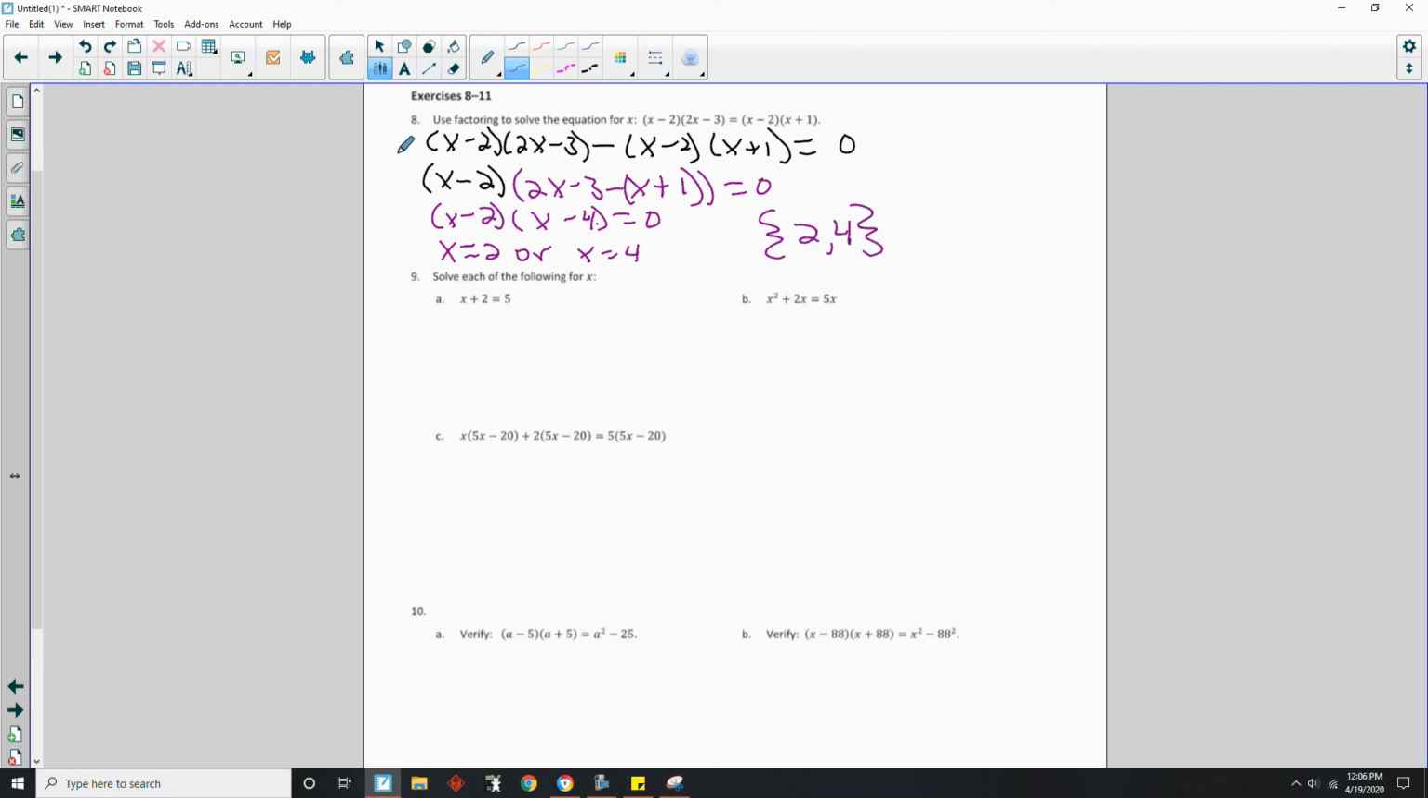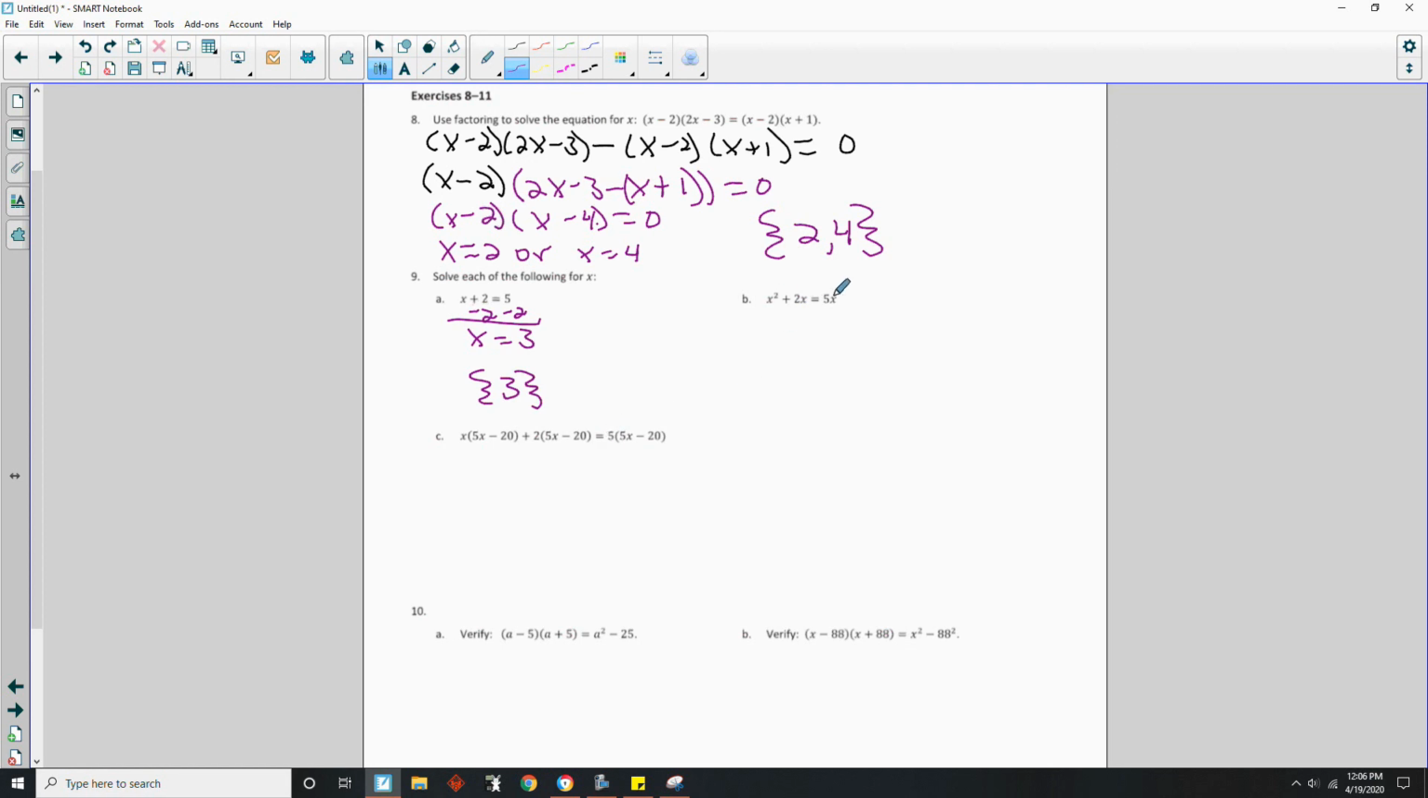Okay, part 9. Solve each of the following for x. x plus 2 equals 5. Well, that's pretty simple. It's a basic linear. Subtract 2 from both sides and x equals 3. So my solution set just contains the number 3.